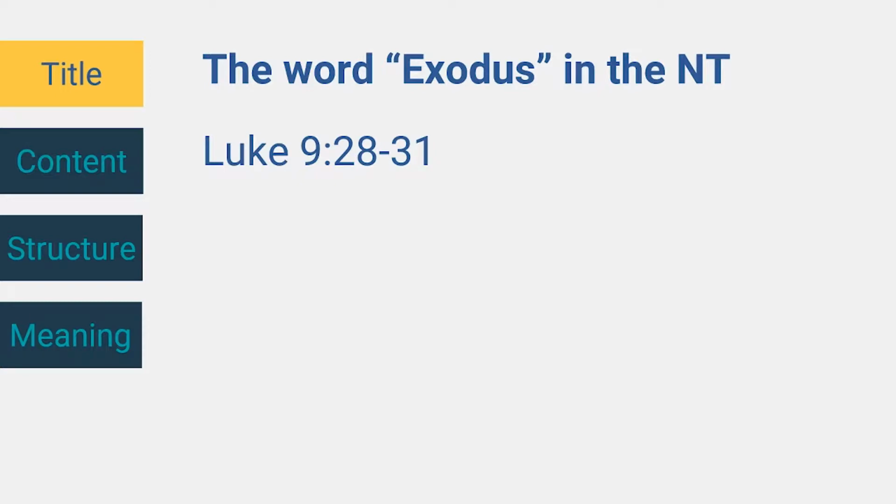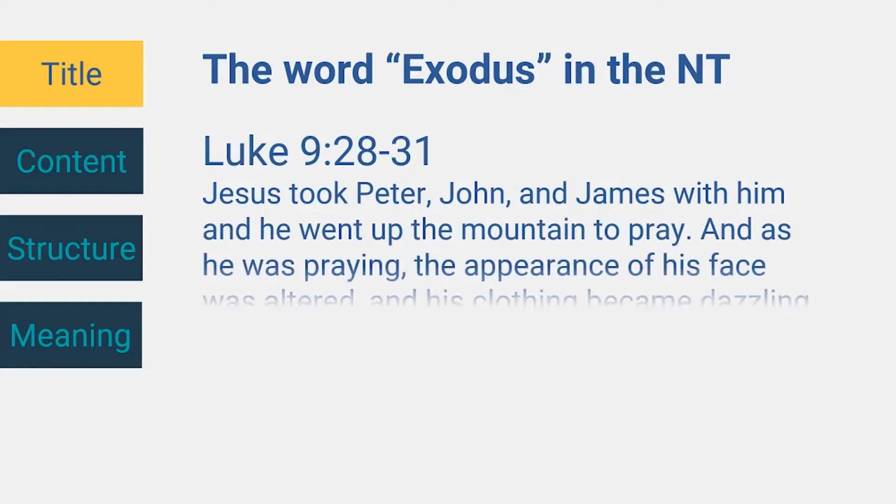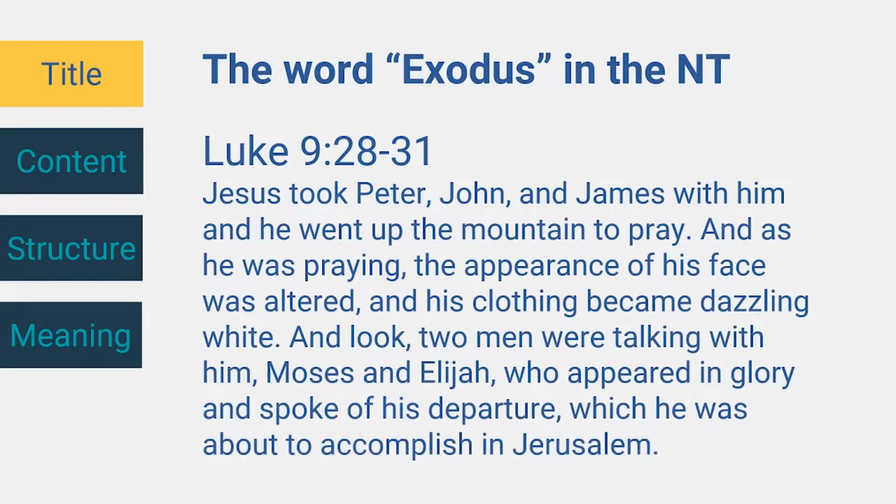through 31. Jesus took Peter, John and James with him, and he went up the mountain to pray. And as he was praying, the appearance of his face was altered and his clothing became dazzling white. And look, two men were talking with him, Moses and Elijah, who appeared in glory and spoke of his departure, which he was about to accomplish in Jerusalem.